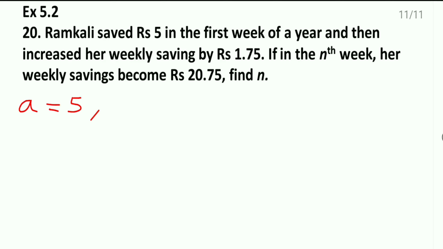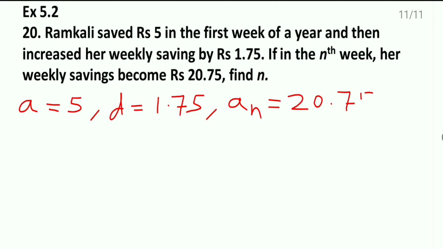And then increased her weekly saving by rupees 1.75. That means each week she is increasing it by rupees 1.75. That means D is equal to 1.75. If in the nth week her weekly savings become rupees 20.75, they are saying nth week, that means nth term will be 20.75. We need to find out the value of n.